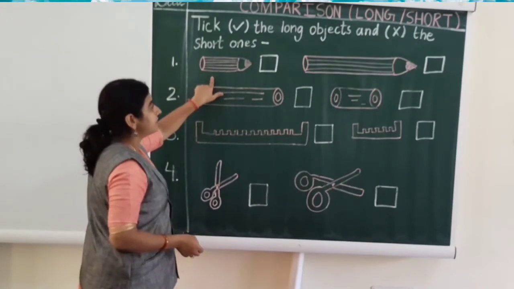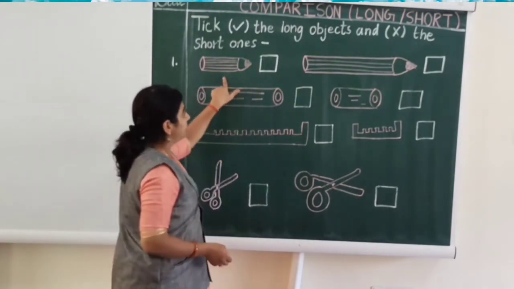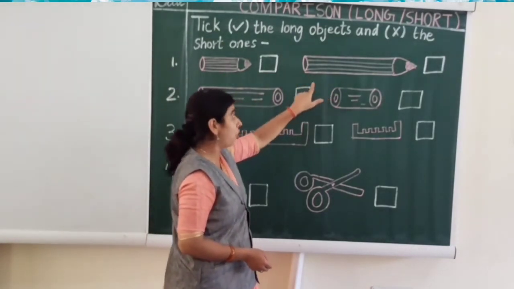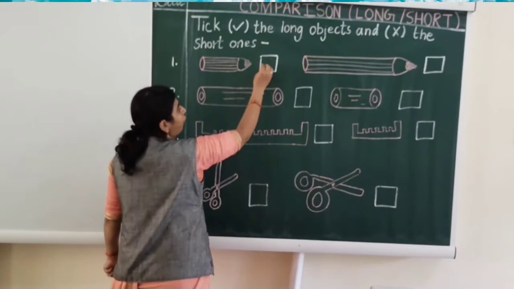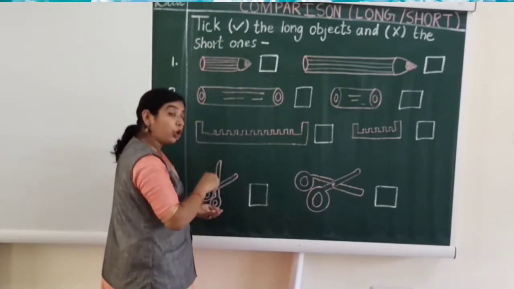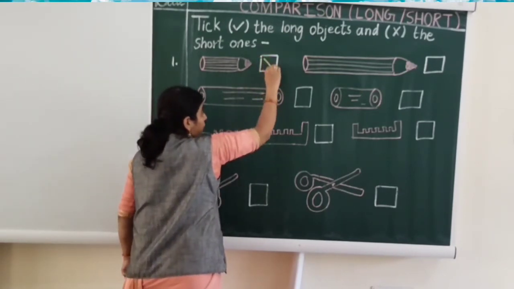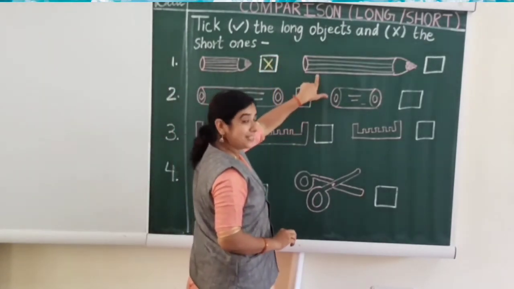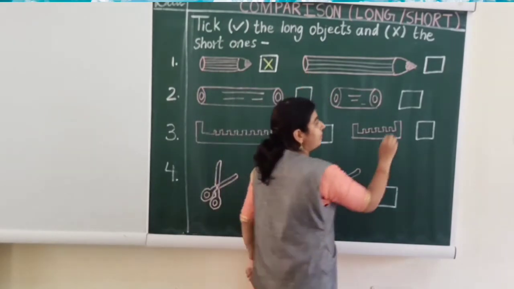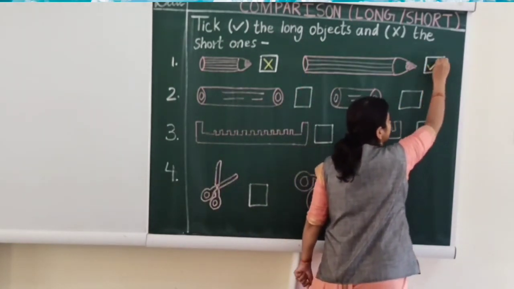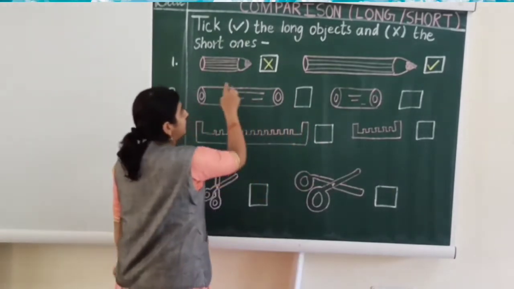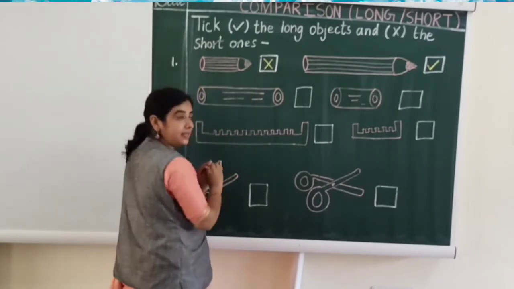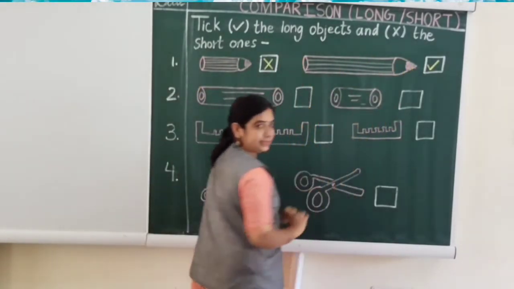So this first one is short and this one is long. So for short, you will put a cross. For this short pencil, we will put a cross because this pencil is long. So we will put a tick. This is a short pencil and a long pencil.